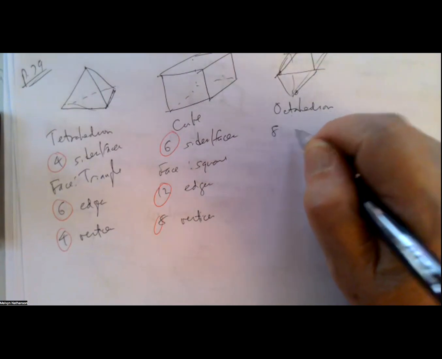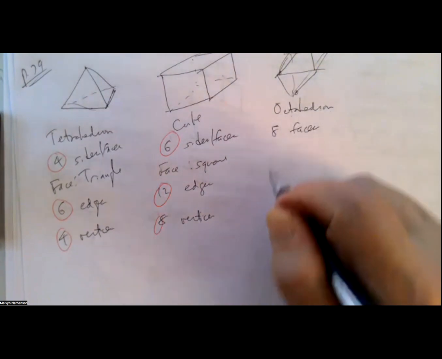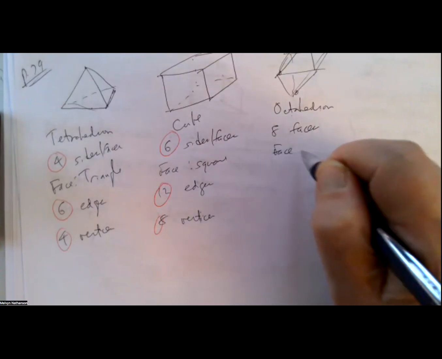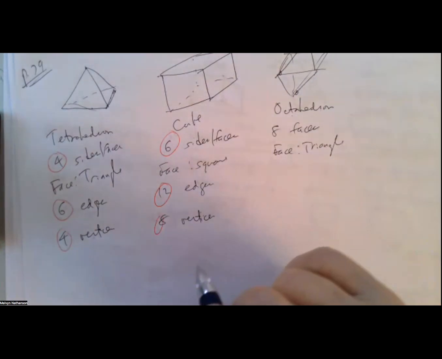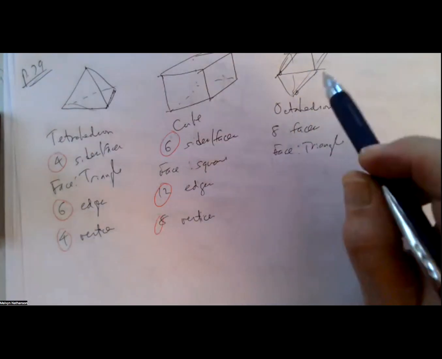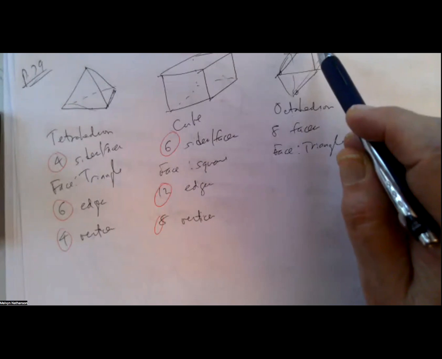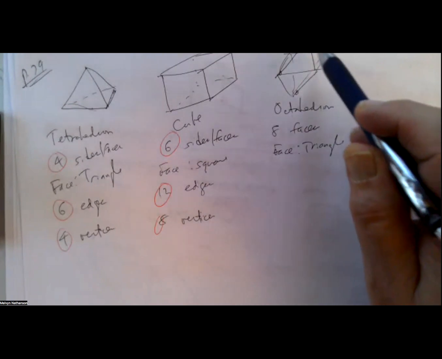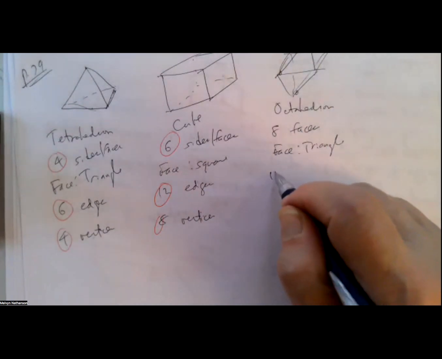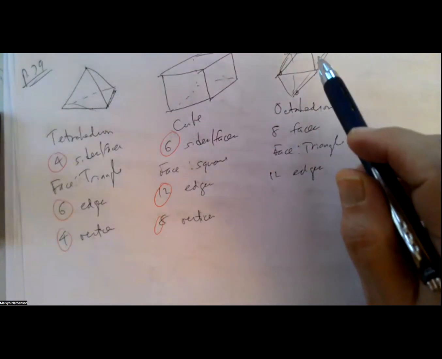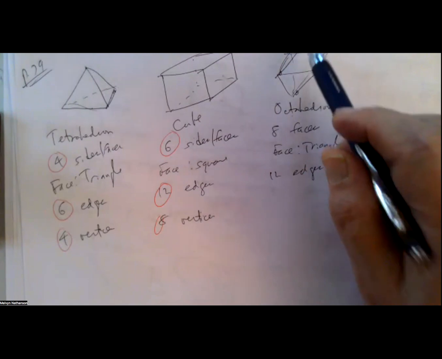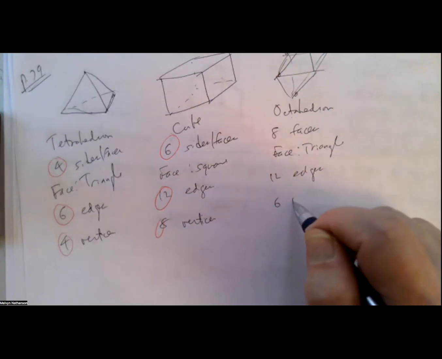So this octahedron has 8 faces. Each face is a regular triangle. Let's see, can we count the number of edges? 4 on top, 4 on bottom, and 4 around the middle. So 12 edges. And how many vertices? 4 around the middle and 1 on top and bottom, so 6 vertices.